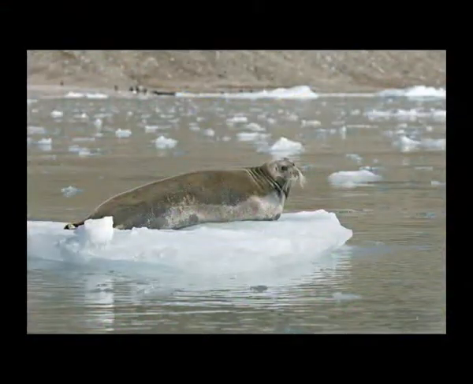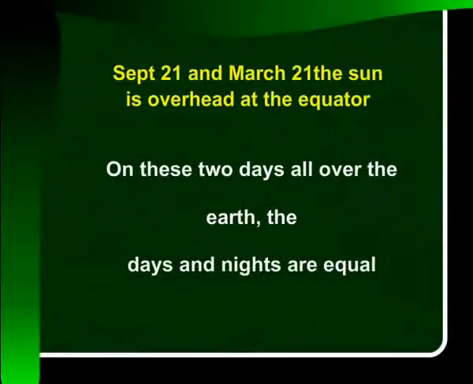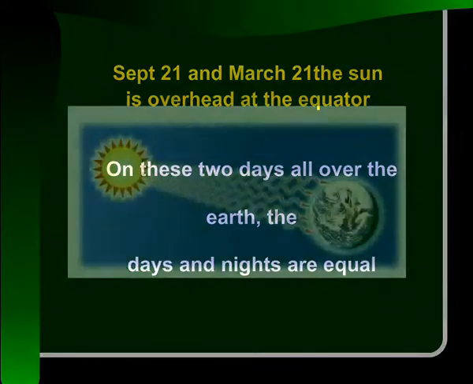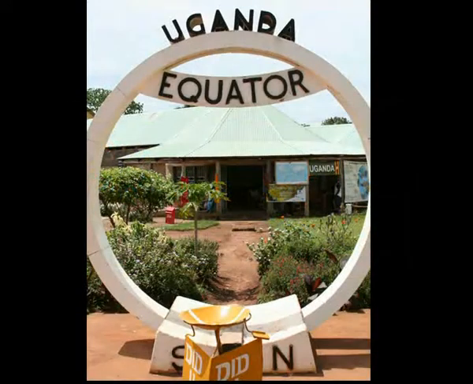At the equator, the length of the day and night is about 12 hours, and at the pole it is 6 months. On September 21st and March 21st, the sun is overhead at the equator. On these 2 days, all over the earth, the days and the nights are equal. On these 2 days, the maximum amount of insolation is received at the equator and the amount decreases towards the poles.